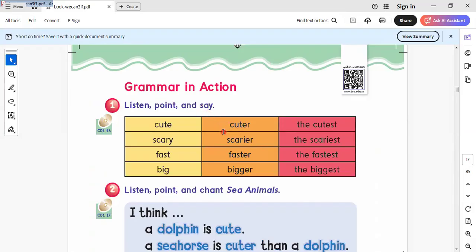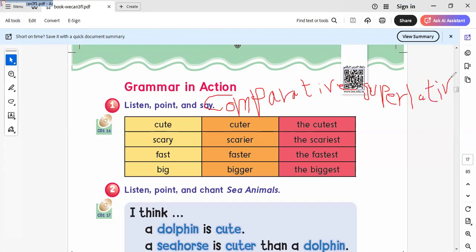In this unit, we have a grammar structure which is called the comparative and superlative form. This is called comparative, and this is called superlative form. Comparative and superlative form with 1 syllable. We have another comparative and superlative form with more than 1 syllable. But today we will start with 1 syllable.